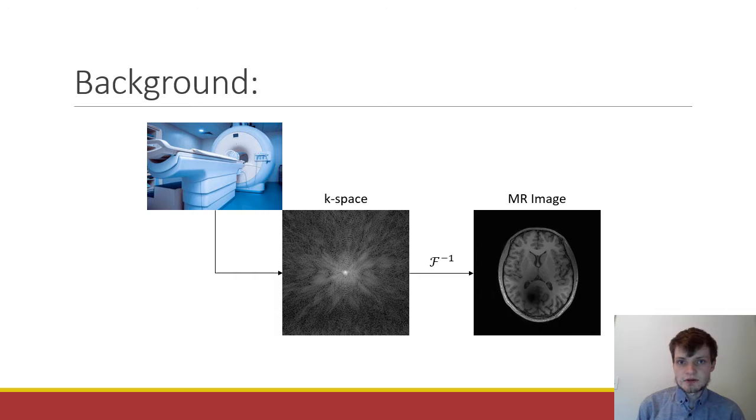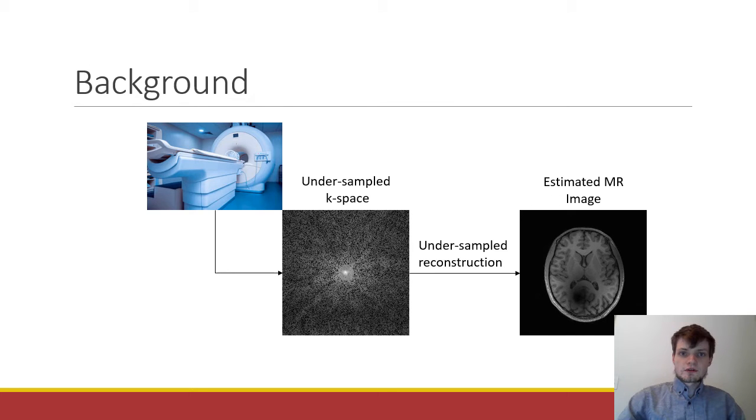First, unlike simpler modalities like X-ray, magnetic resonance imaging must be processed. The MR scanner acquires K-space and then takes the inverse Fourier transform to find the image that radiologists look at. However, in some applications like pediatric MRI and dynamic MRI, we need to acquire an image quickly, and to do this, we undersample K-space and use a reconstruction scheme to estimate the image.